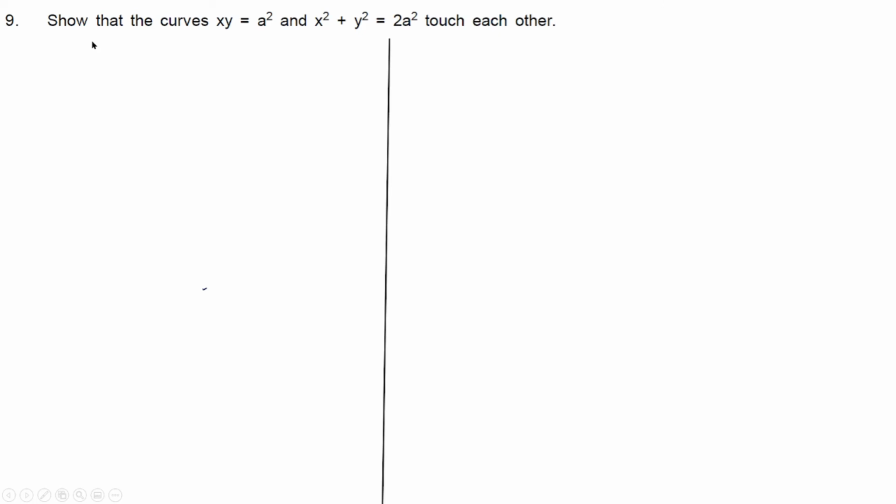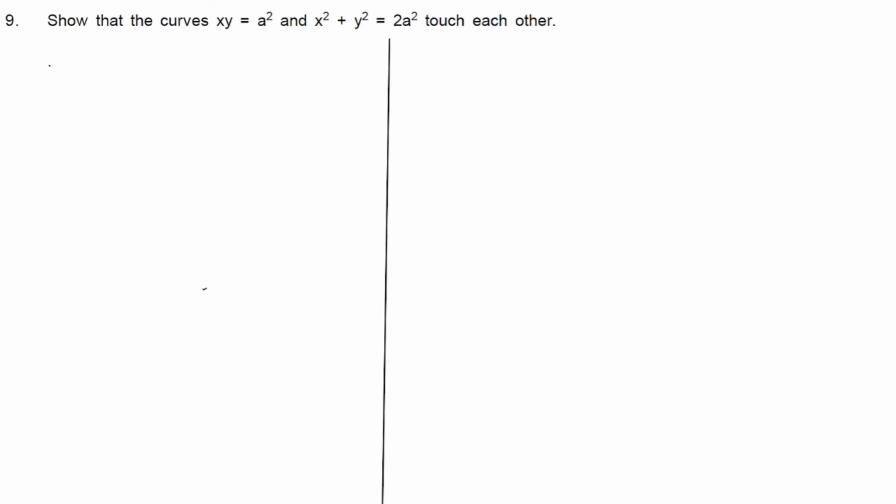Next question, show that the curves xy equal to a square and x square plus y square equal to 2a square touch each other. Now this is a slightly tricky question. Here we have to first find the point of intersection of these two curves, and then we have to show that these two curves do not intersect, but they simply touch each other because these two curves have common tangents. So that is the way in which we have to go about with this question.